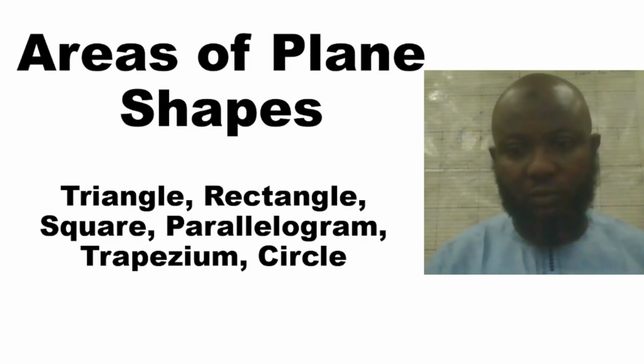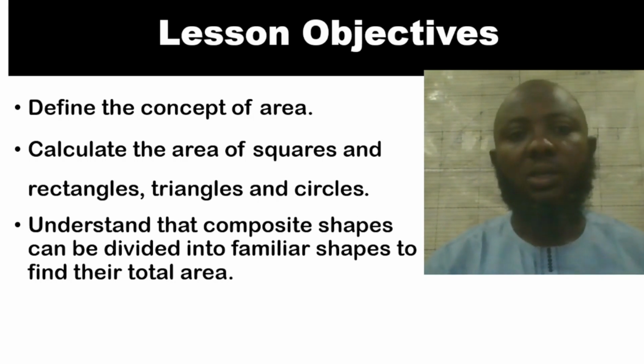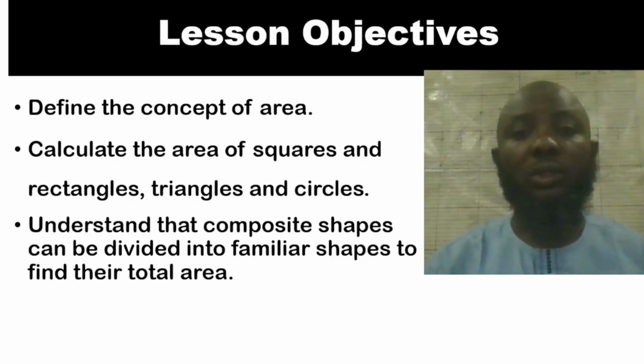So let's look at the first part. The objectives of this class are: first, you must be able to understand what plane shapes are, and what the meaning of area is. When we talk about area, what does it mean? We need to understand that, because understanding the concept will help you understand some other concepts in the nearest future. Then we also look at how we calculate areas of these plane shapes that we have mentioned. Then we need to understand that composite shapes can be divided into familiar shapes to find their total area.